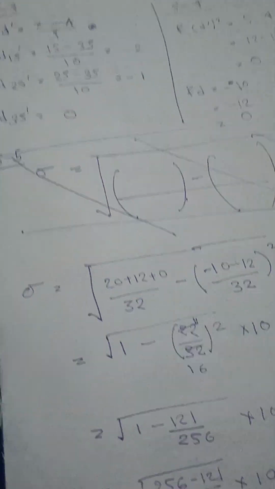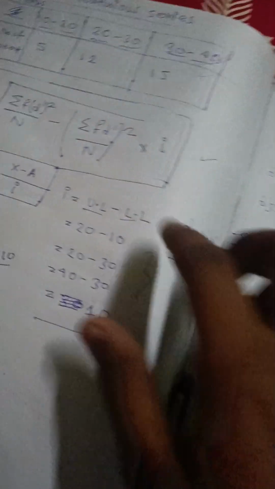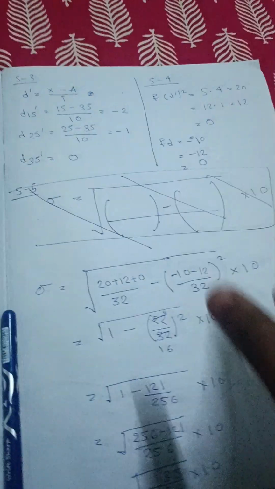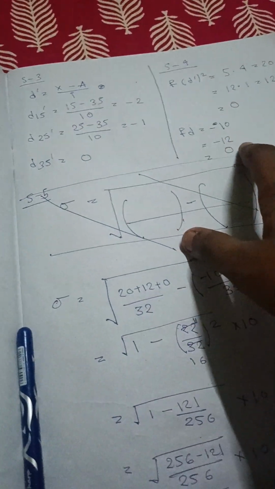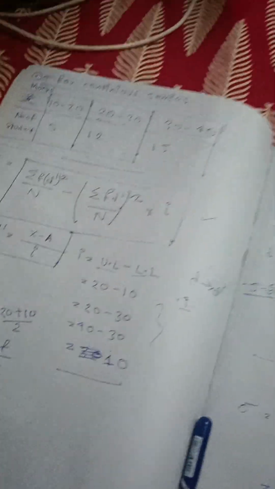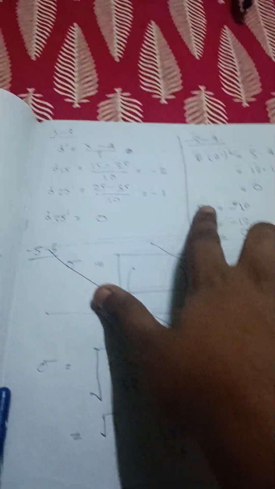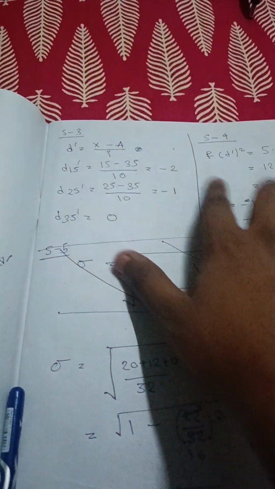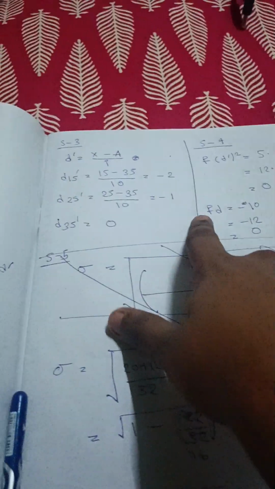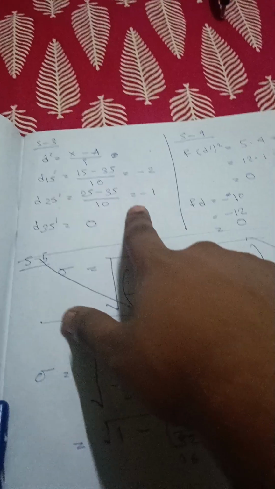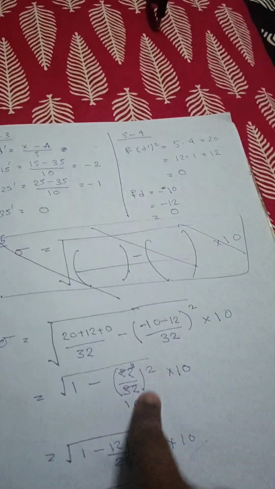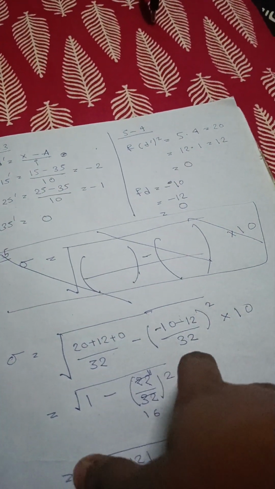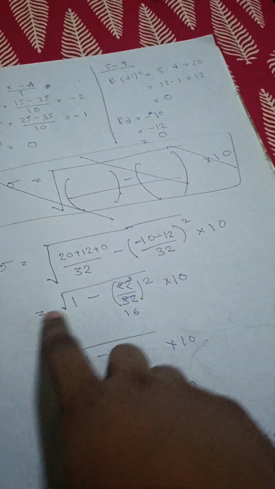Then what is the step? That is sigma f d dash. So the addition of all this we have to do. First we have to do f d dash. So f is 5, 5 into d dash, that is -10, because f is 5 and d dash is -2. Then there is 12 into -1, that is -12, and 0 into 15, that is 0. Then we add all this and multiply it by 10, then the calculation occurs.